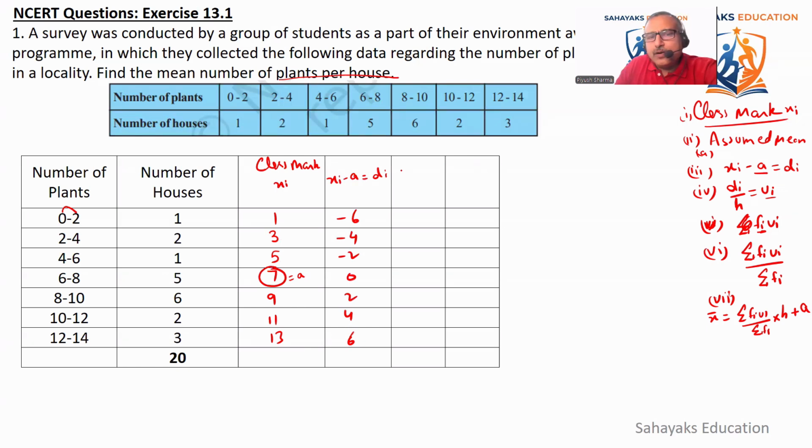Now what are we going to do? We are going to do Di divided by h. So what is the common factor here? I can see 2 as the common factor, so I'm going to divide the entire value by 2.